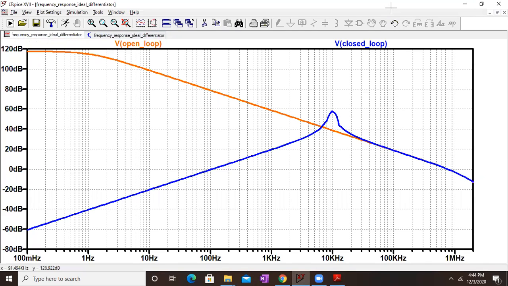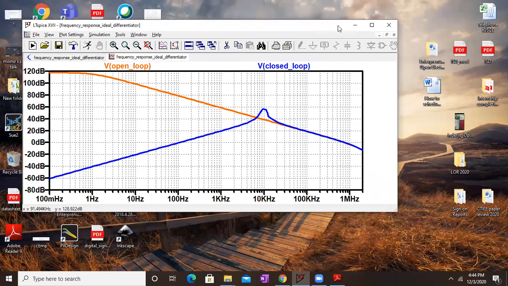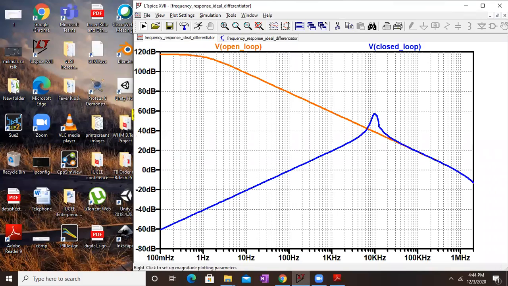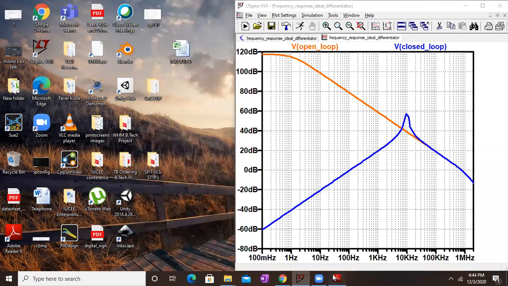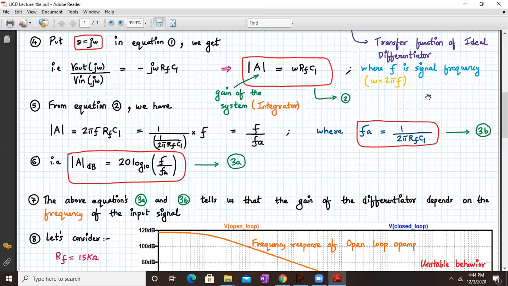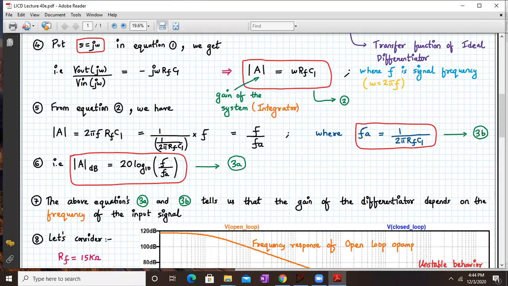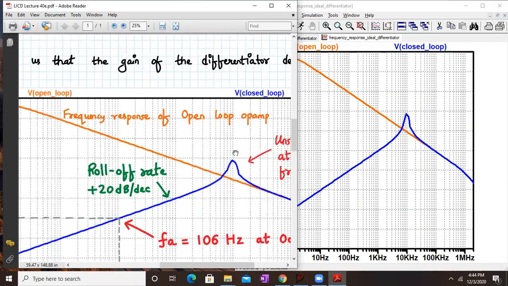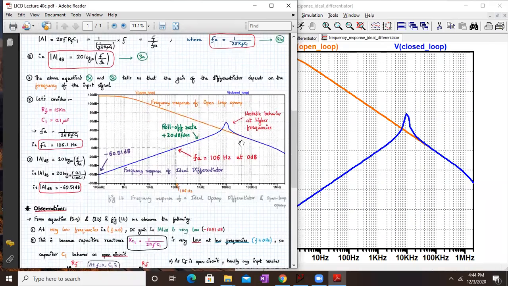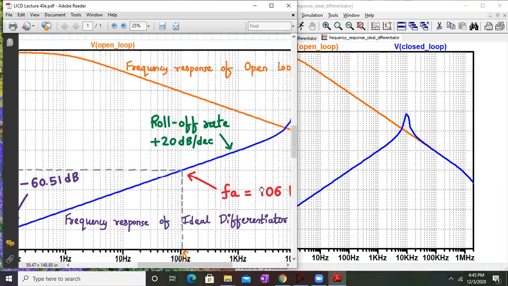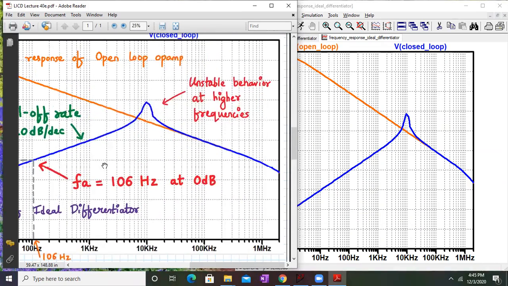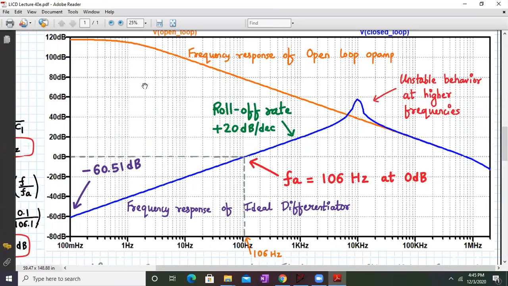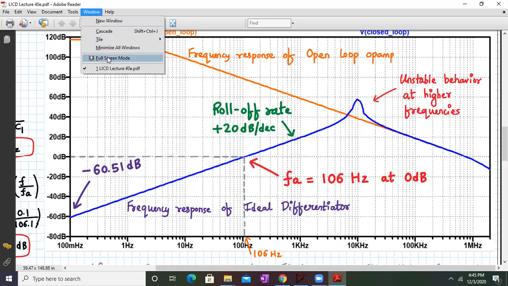Now, let me show you that exact same graph we have added in the OneNote PDF. Let me minimize this and open up the PDF so that the difference is clearly visible. I've just taken a print screen of the frequency response and added it over here. It's the same frequency response, as you can see. So let us analyze the PDF part now in detail. Let me just maximize this.